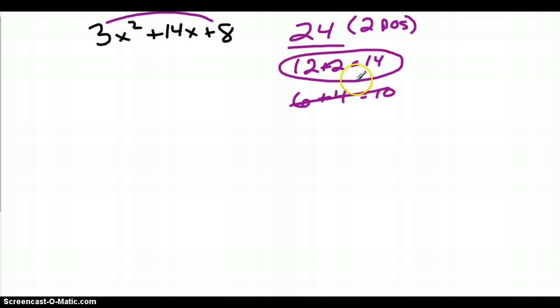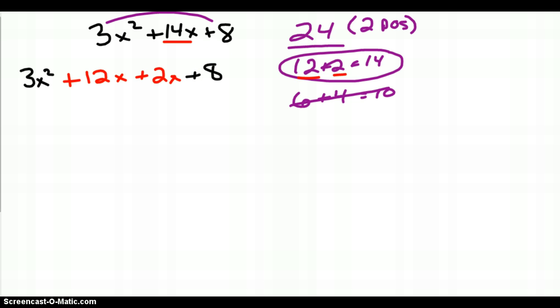Now, unlike factoring without a coefficient of x squared, I cannot just put those two terms in the parenthesis. What I'm going to do instead is use the grouping method. So I'm going to rewrite my original as 3x squared, and then instead of writing plus 14x, we're going to split that 14x into plus 12x plus 2x, using those two numbers that I just found right here. Then we've got our plus 8.